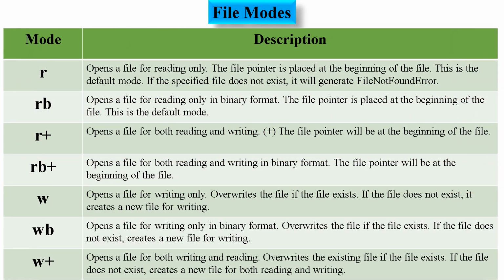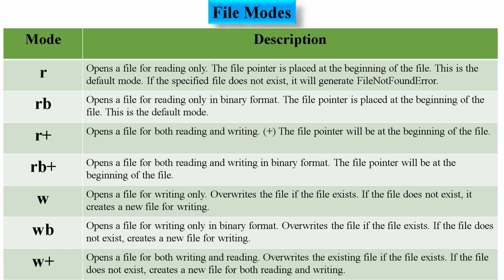Let's learn about the file modes. Mode r opens a file for reading only. The file pointer is placed at the beginning of the file. This is the default mode. If the specified file does not exist, it will generate a file not found error. Mode rb opens a file for reading only in binary format. The file pointer is placed at the beginning of the file. This is the default mode.